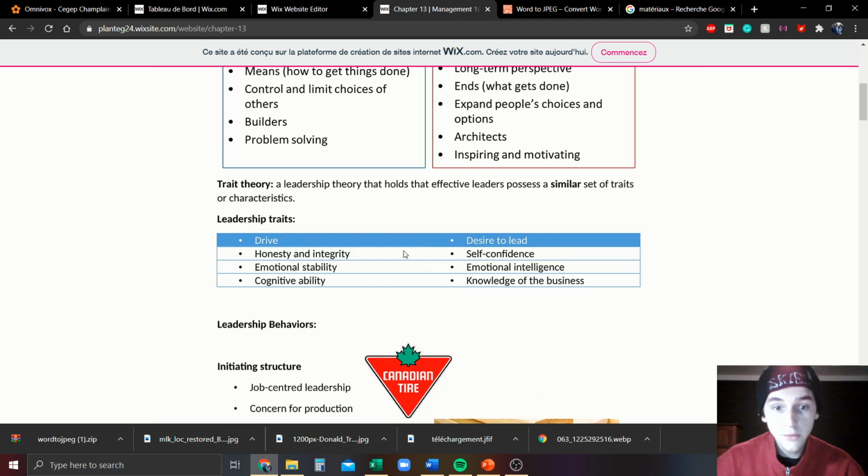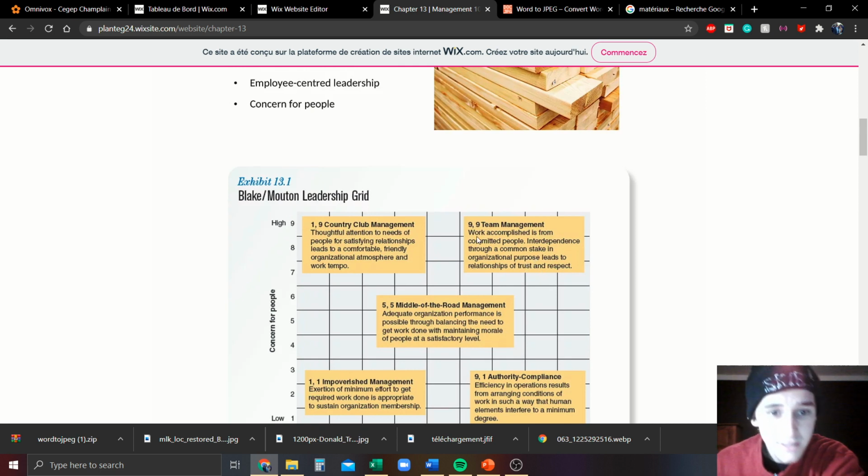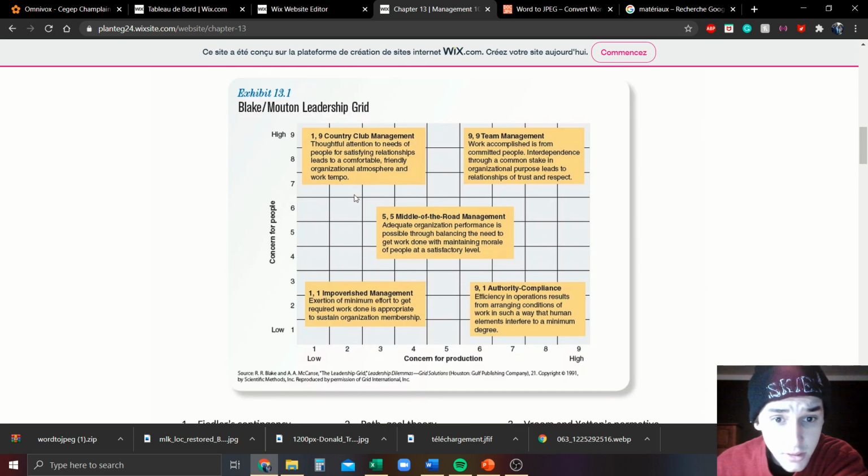As for the leadership behaviors, there's the job-centered leadership and concern for production. At Canadian Tire, there was a CEO who just wanted change. Things weren't getting done very quickly, so he made changes and is doing great right now. As for considerate leader behavior, it is the leaders who are employee-centered and concerned for the people. Next, it is the Blake/Mouton leadership grid.